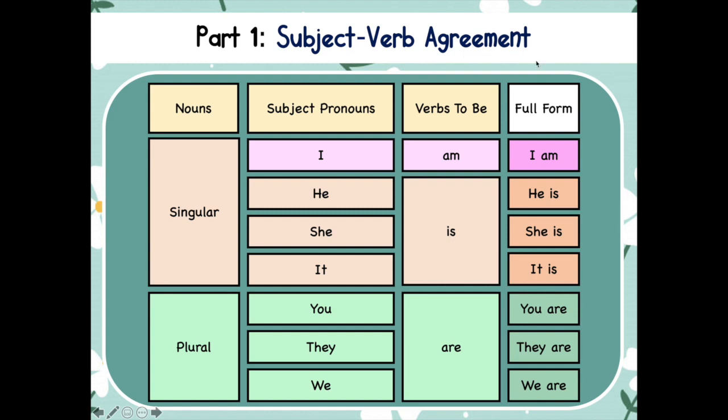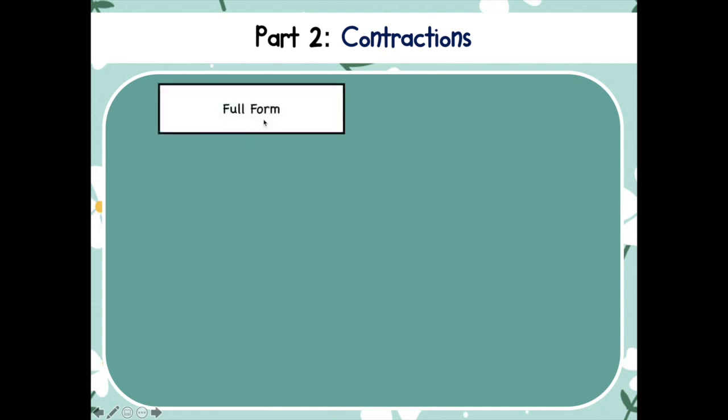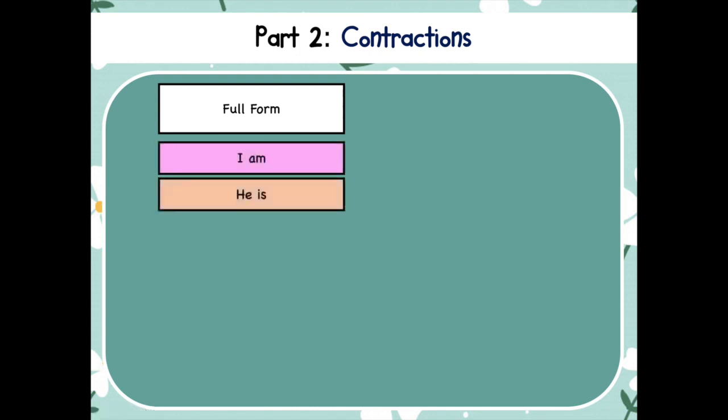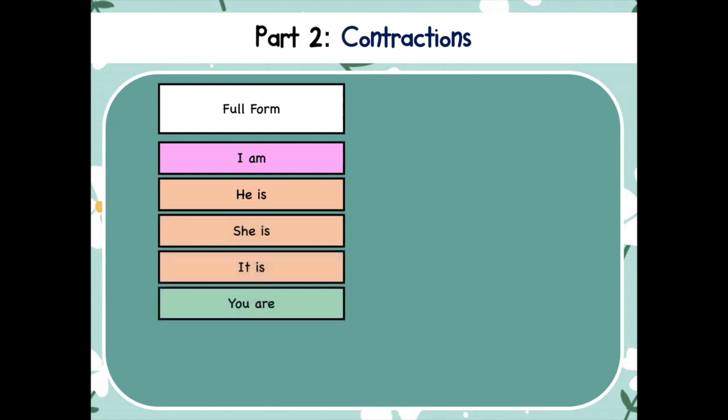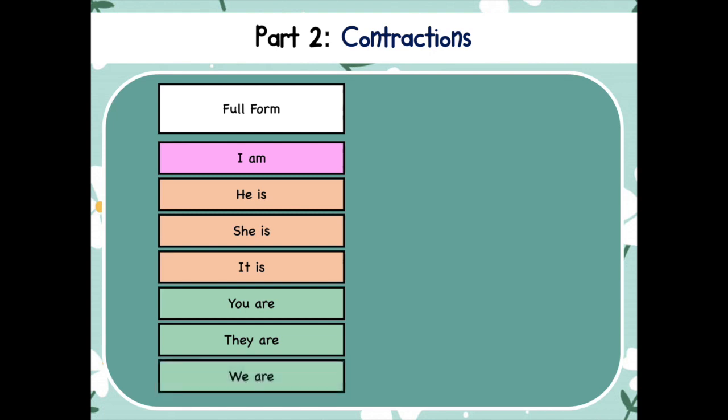Next, part 2 of the lesson is about contractions. Contractions are the short form of the full form just now, the full form of the subject-verb agreement. Let's recall the full form. The first one is I am, and then he is, she is, it is, you are, they are, and the last one is we are.